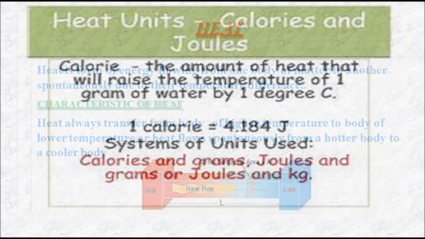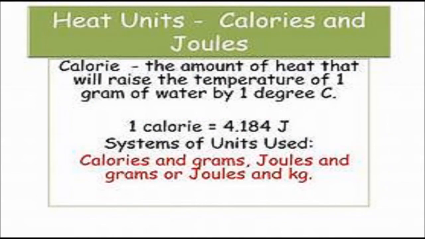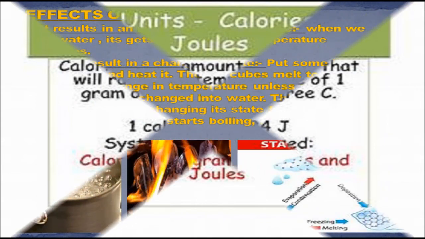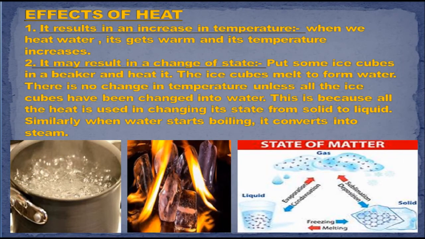Units of heat. The commonly used units of heat are joule and calorie. Joule is the SI unit of heat. Effects of heat. It results in an increase in temperature. When we heat water, it gets warm and its temperature increases. It may result in a change of state.